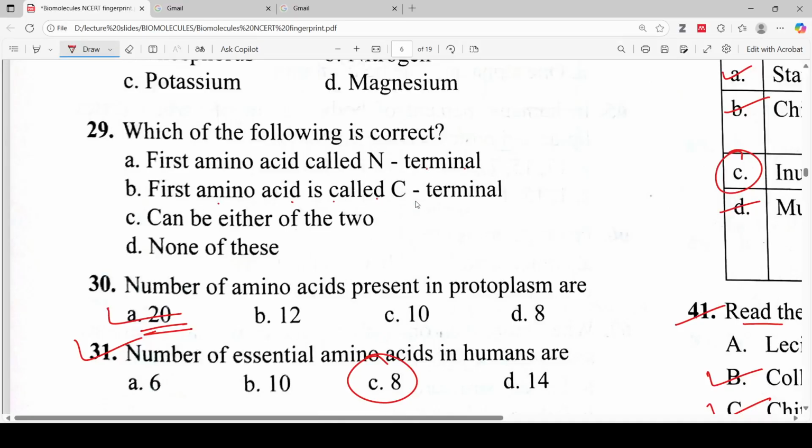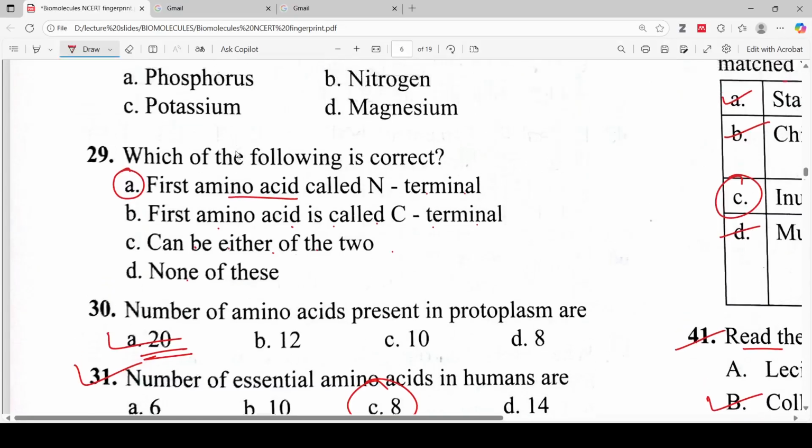First amino acid is called C-terminal. Can be either of the two or none of these. So the correct answer is option A. First amino acid called N-terminal.